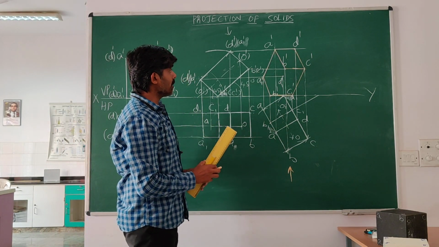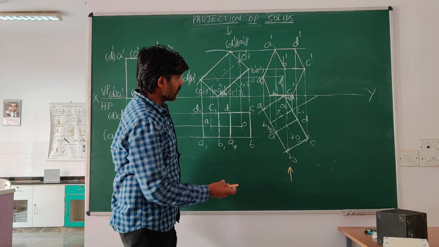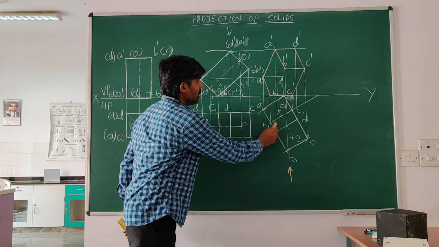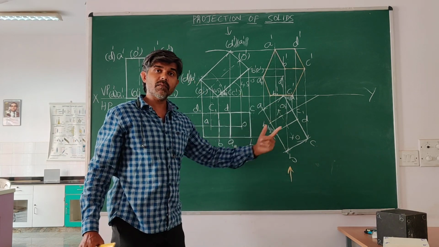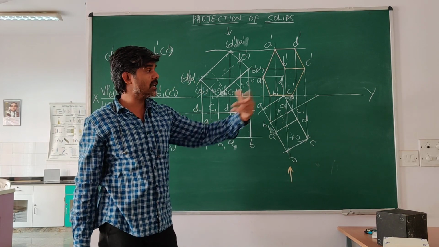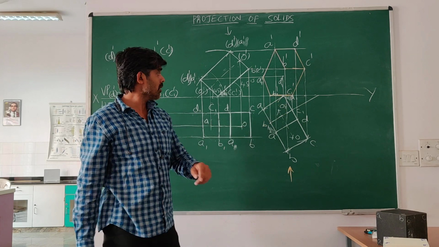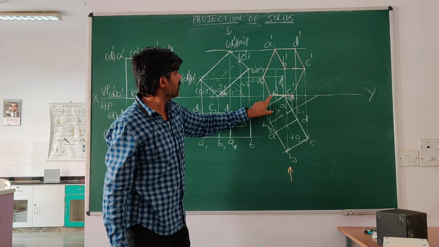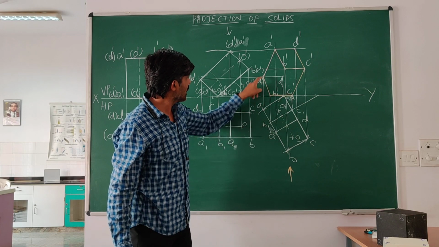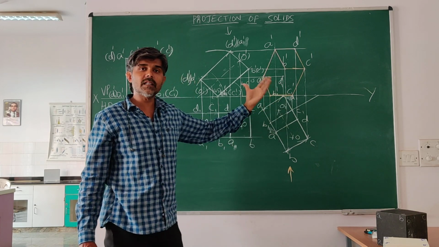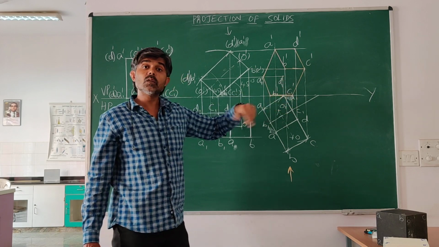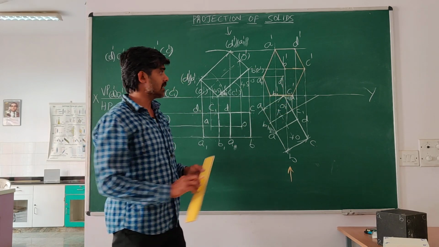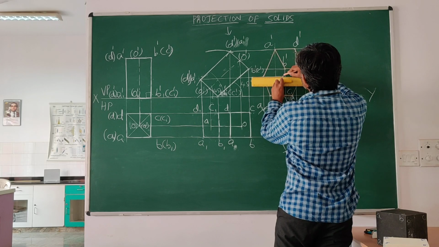Next, coming to the other face, A1, B1, C1, D1, which is away from the observer. So it is a hidden face. For the hidden face, the rule already told is: except boundary lines. Except boundary lines means A1B1 and B1C1 are already boundary lines. The remaining two lines, A1B1 and B1C1, those two lines are hidden lines. So I will be joining by this way.